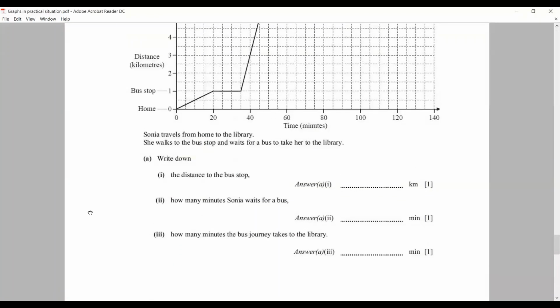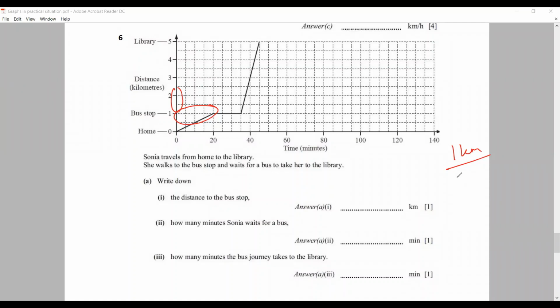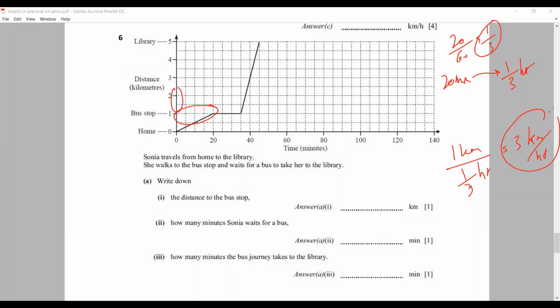She walked for 20 minutes and the distance she covered was 1 kilometer. 1 kilometer divided by 20 minutes, you have to convert 20 minutes to hour. So basically it's 1/3 of an hour, right? Because 1 hour is 60 minutes. So 20 minutes over 60 minutes is 1/3, all right? So you divide that by 1/3 of an hour and you get 3 kilometers per hour. That's the speed that she was walking.